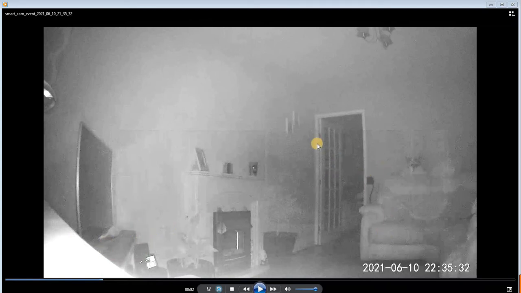The camera itself possibly could be dirty, because it's got like a misty effect. Might be worthwhile having a look at that at the same time.